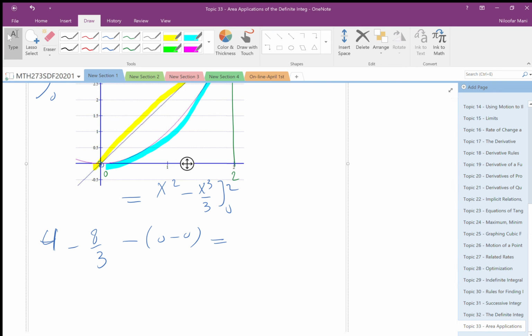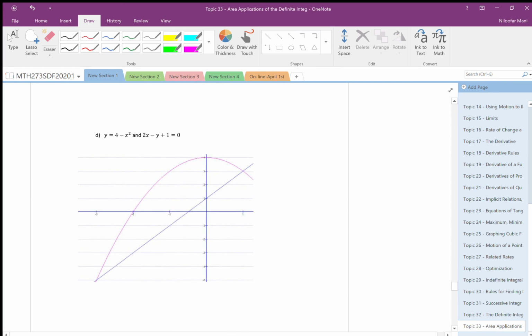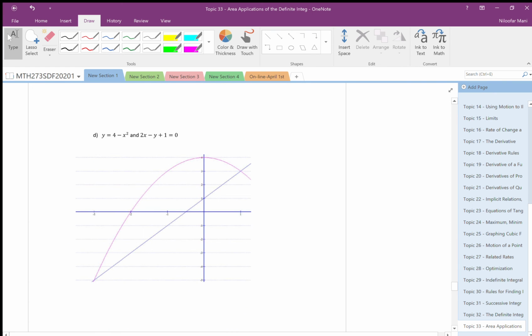Okay, so 4 divided by 3, as you can see, it's a positive answer. 4 divided by 3 unit squared. And if the answer is negative, it means you made a mistake, and you have to do the other one minus. For example, instead of f minus g, you have to do g minus f. You don't need to repeat. Just write the positive answer. That's it.